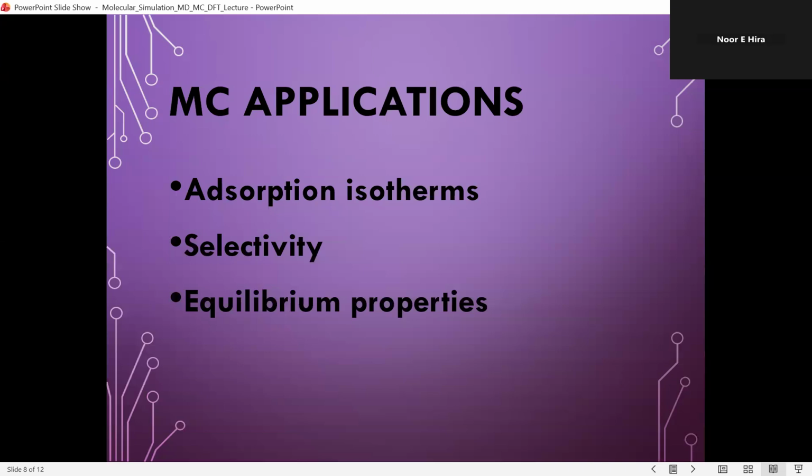Now, how and where do we implement it? Monte Carlo simulations are particularly effective for studying equilibrium properties like adsorption isotherms showing gas uptake as a function of pressure, selectivity, especially in gas mixtures, and equilibrium thermodynamic properties. It is important to note that Monte Carlo does not provide dynamic information such as diffusion and kinetics, and it is often used together with molecular dynamics simulation.